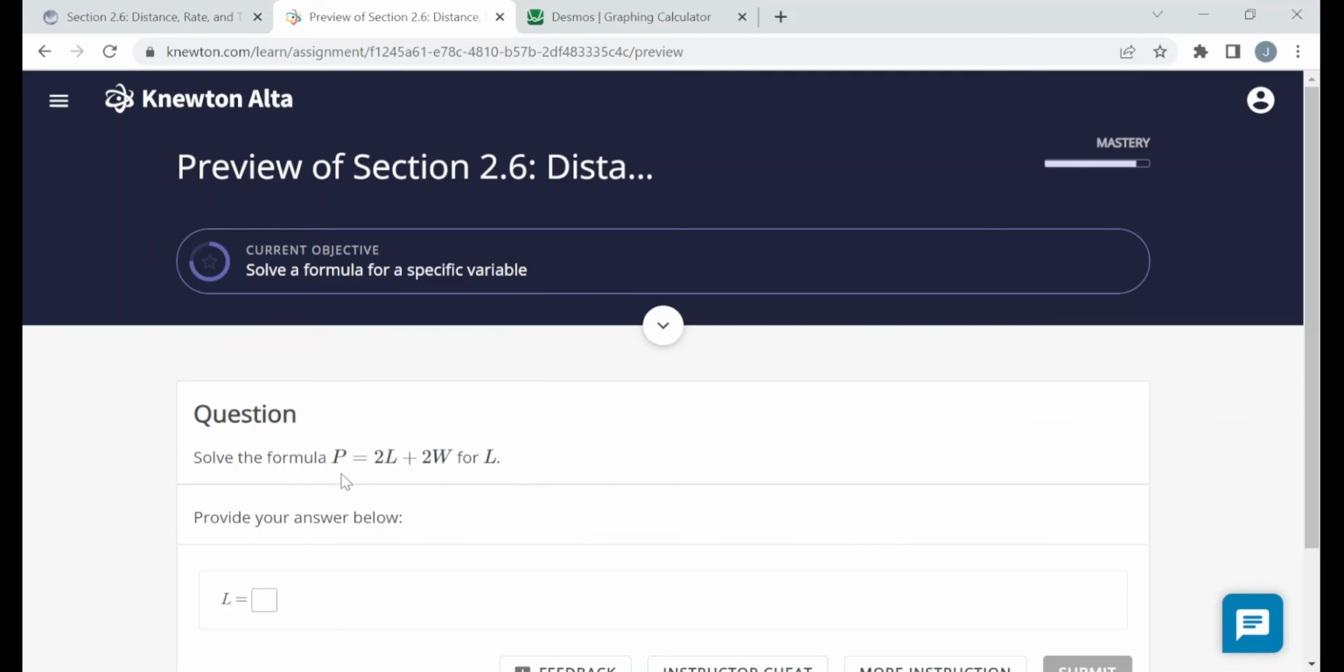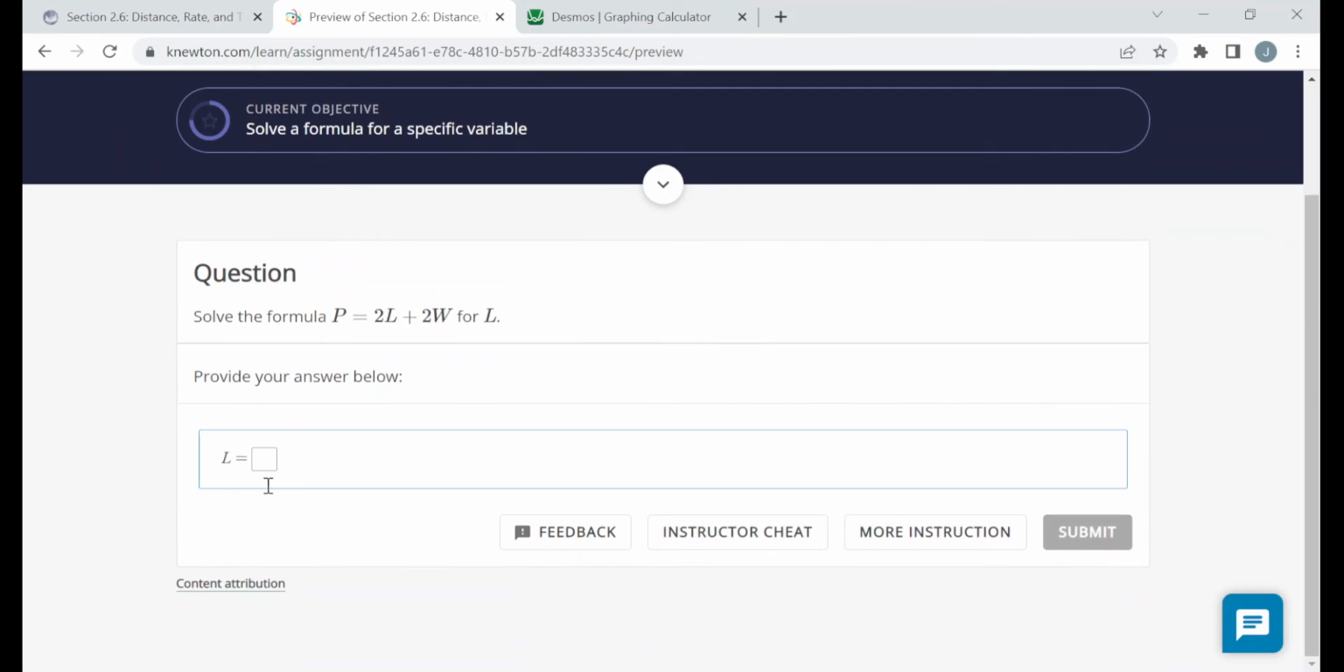Alright, so this here, p equals 2l plus 2w, you may recognize this one as the perimeter of a rectangle, right? Twice the length plus twice the width equals the perimeter. But again, you don't need to know that. Just know that you have a formula here, an equation with multiple variables, and you're asked to solve for one of them. Get one of them alone. So I want L equals, like they have here, and then some expression without L on the other side.